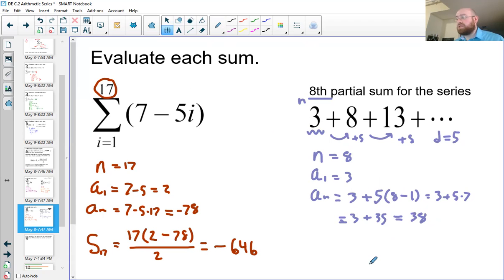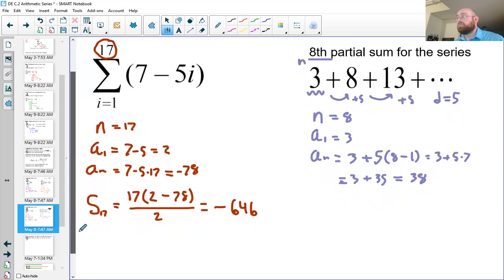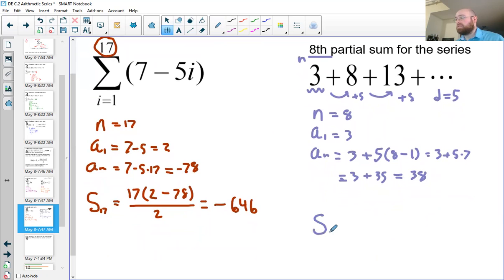And now I have everything we need for the formula. So giving ourselves just a little bit more space. Our 8th partial sum is going to be equal to 8 times (3 plus 38), all divided by 2. Once more, putting this into my calculator, 8 parentheses 3 plus 38, all divided by 2. 164.